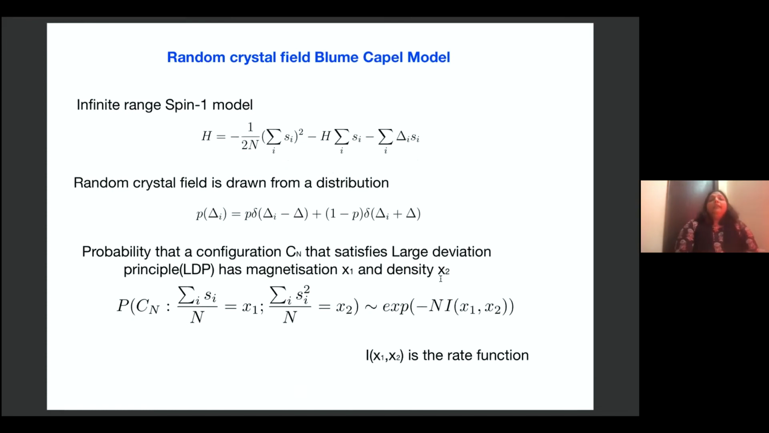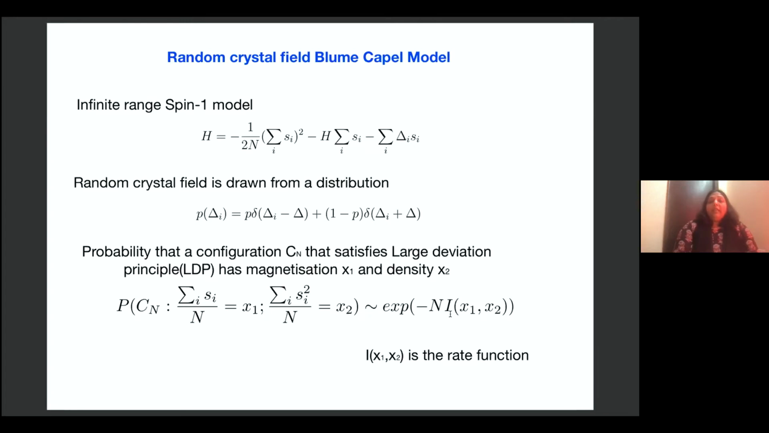We are going to look at the effect of the crystal field when we introduce a random crystal field for this model. And the random crystal field we have taken is drawn from a distribution P of delta i, which is a bimodal distribution. That is, randomly at P sites, on an average, there is a field which is pointing in one direction, and for the rest of the 1 minus P sites, it is pointing in the different direction. We solve it not using replicas, but we define the probability that a given configuration with the typical values of the two order parameters x1 and x2, which are basically the magnetization and the density of the spins, satisfies the large deviation principle, and hence there is a rate function which can be associated with the probability distribution.